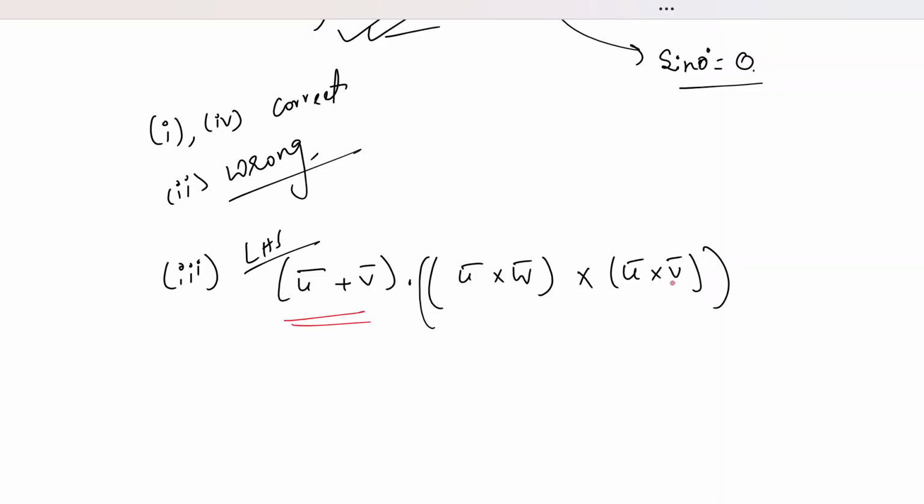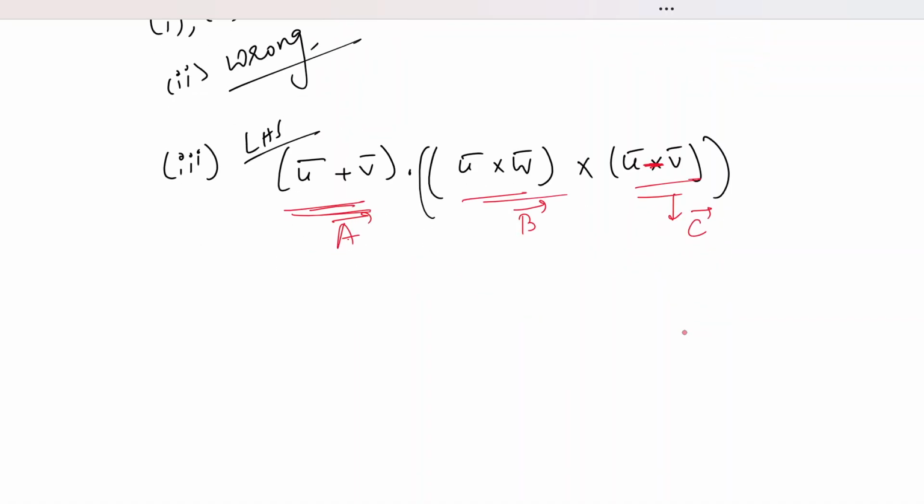Sorry, I think I made a mistake, here this was u minus v vector. This is not a cross. So each one of them is a different vector. So we identify our u plus v vector as our a vector. U cross w is also a vector because the cross product of two vectors is a vector, the sum of two vectors is a vector, and the difference of two vectors is also a vector. So for simplifying purposes we denote this vector as b, and this is identified as c. Now this is simply a dot b cross c.